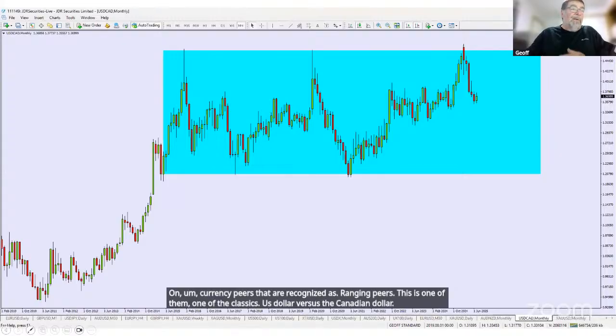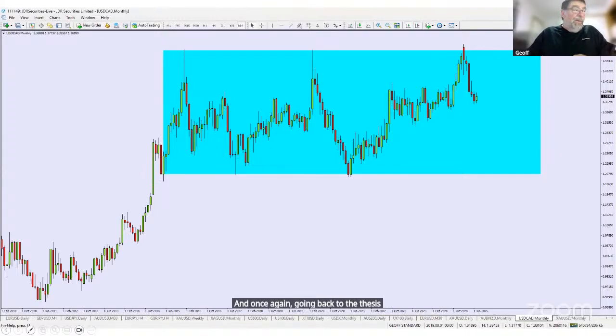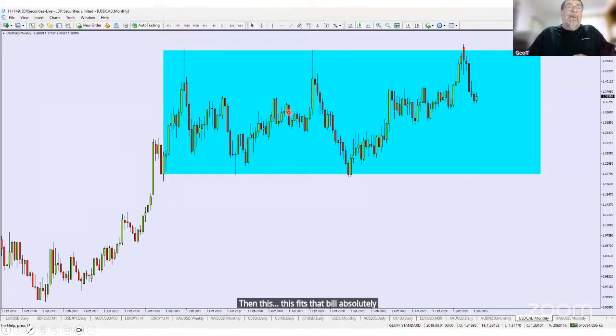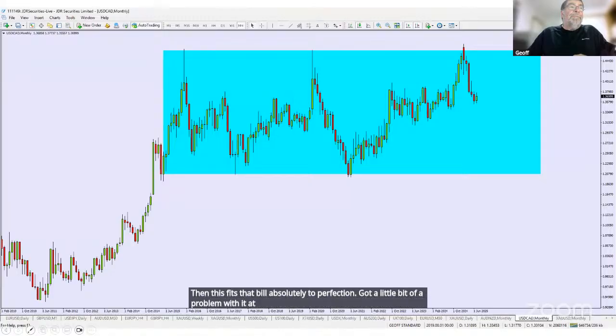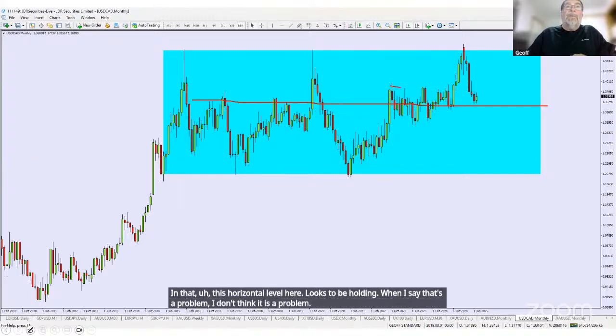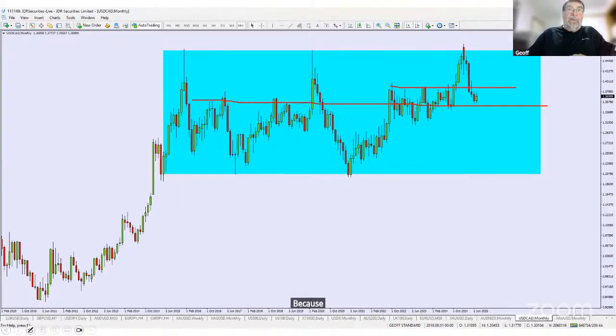And once again, going back to the thesis that we are in a bearish US dollar time frame, flavor, whatever you want to call it, going with that thesis, then this fits that bill absolutely to perfection. Got a little bit of a problem with it at the moment, in that this horizontal level here looks to be holding. When I say that's a problem, I don't think it is a problem. I think it's an opportunity, because there's another horizontal level there.